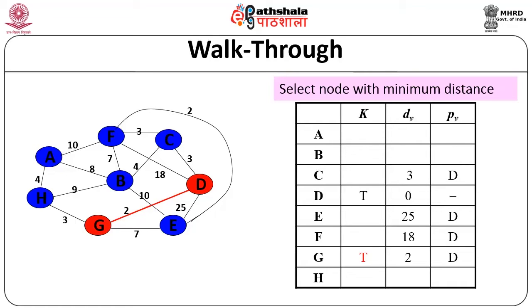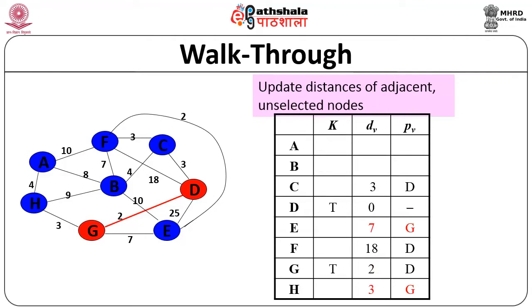Now, next update distances of adjacent unselected nodes. Okay. Now, to D and G, what are the nodes? Now, to G you have 2 nodes, H and E, connected. So, to D you have H which is 3, and to H you have 3G, and to E you have 7G.